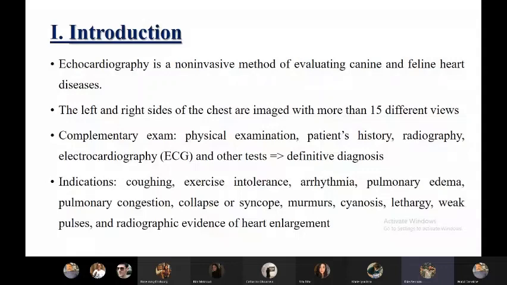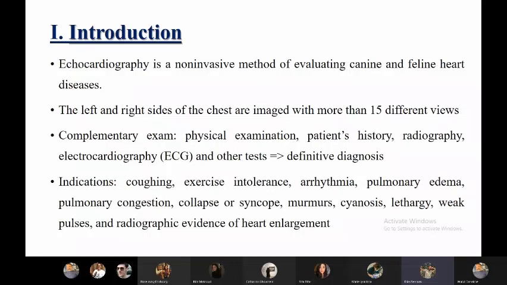Echocardiography is a non-invasive method of evaluating canine and feline heart diseases. The left and right sides of the chest are imaged with more than 15 different views. Echocardiography is a complementary exam to the physical examination. The patient's history, radiography, ECG, and other tests are essential in order to establish a definitive diagnosis.